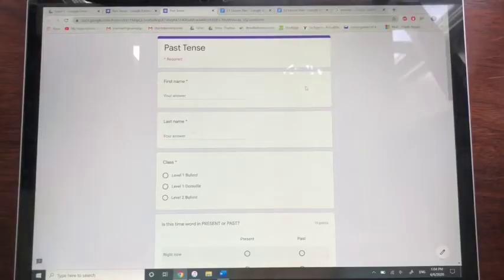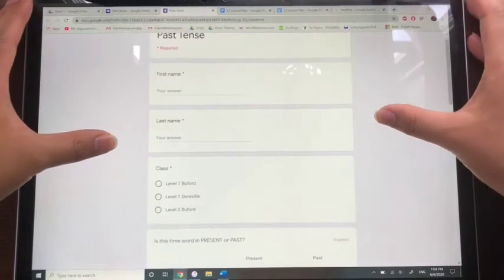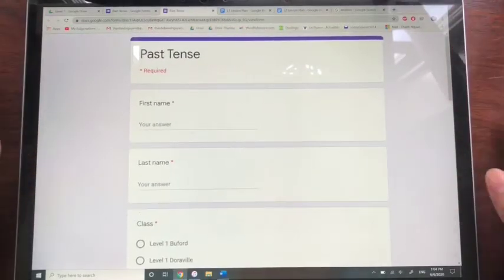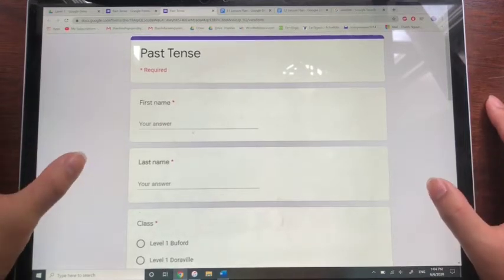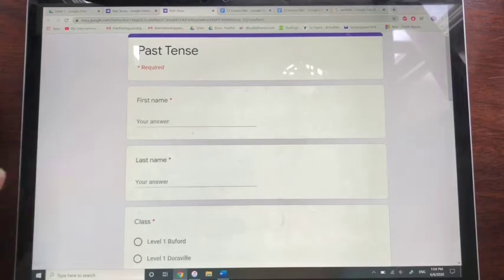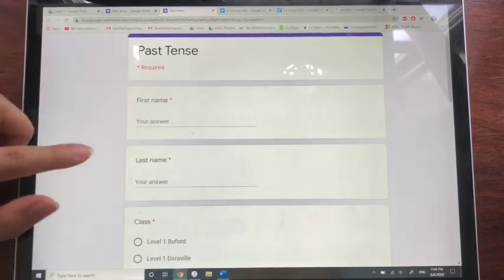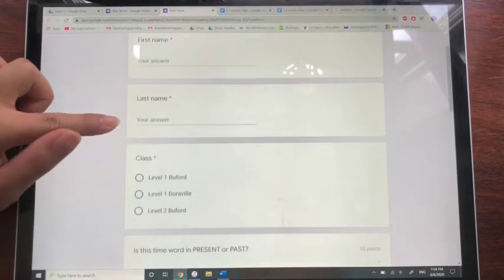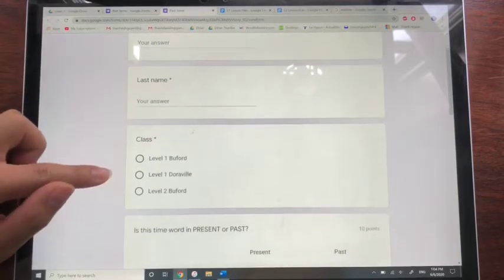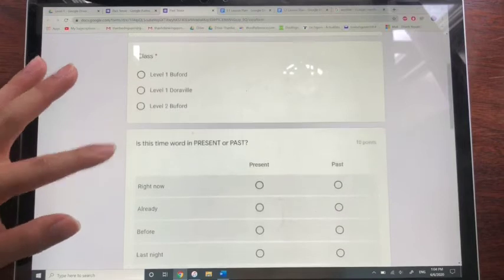Okay, so now we're going to practice the past tense. If you don't know what this is, it's your homework from probably week 6 or week 7, so maybe last month. This was the past tense homework. What you do is you write your first name, your last name, and then you choose the class you're in. So let's get some practice.